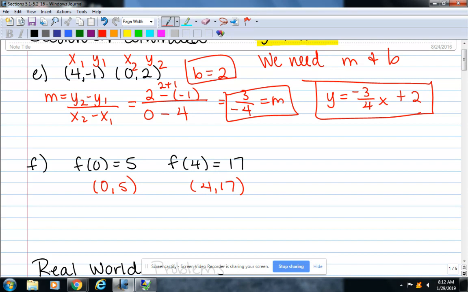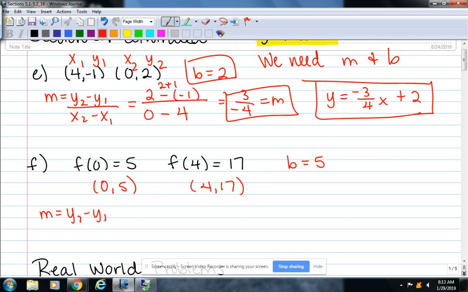All right. Did they give me M or B? They gave me B. What's B? 5, because they gave me the point (0, 5) that is on that line. Right? And that's crossing the y-axis. So the b is 5. Now I've got to get the what? So m equals what?